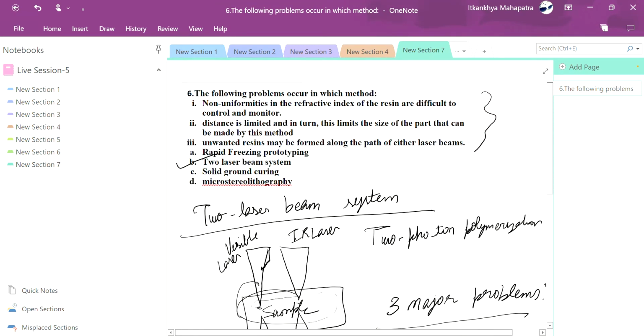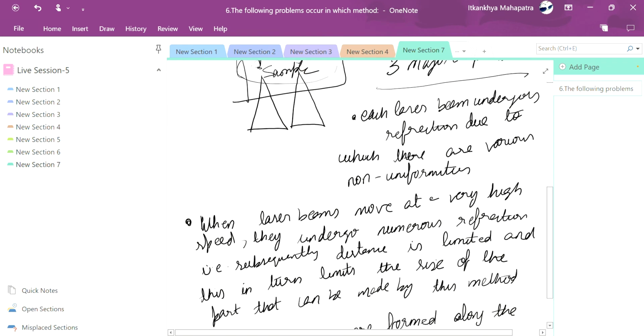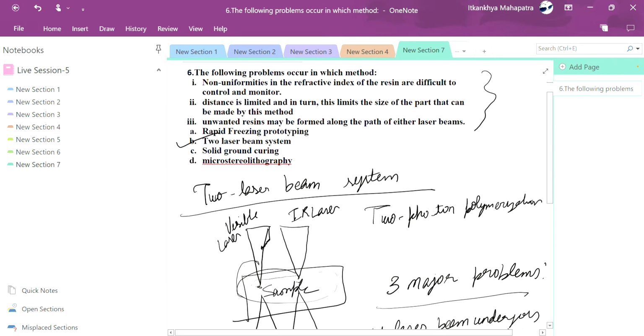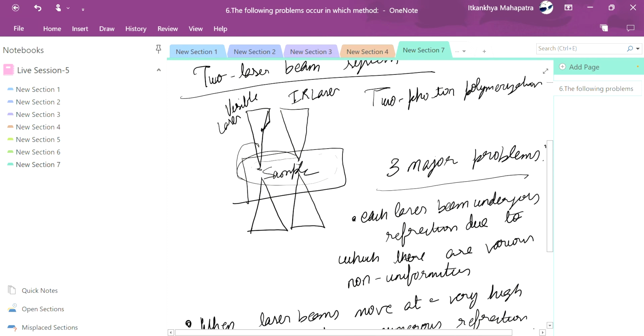So the major issue is the cured resin, which because of all these unwanted resins and non-uniformities may create further problems for the rest of the process. Moving on to the next method, this is solid ground curing, which we already discussed. Next, we will discuss microstereolithography and rapid freezing prototyping.